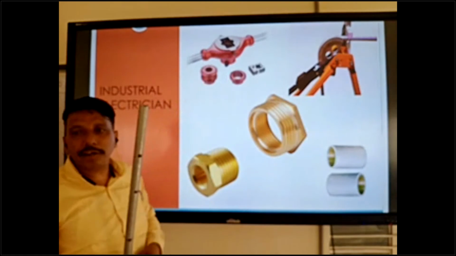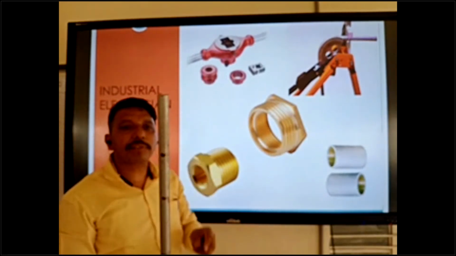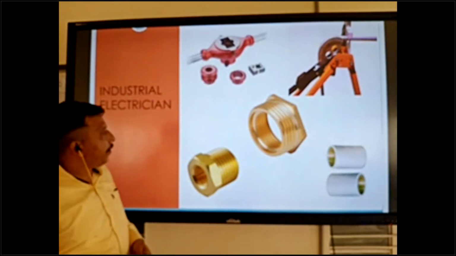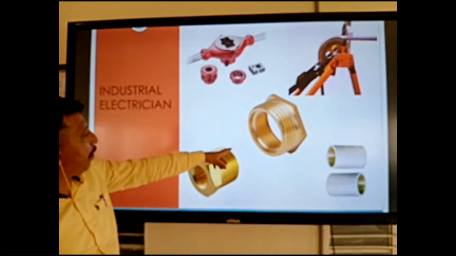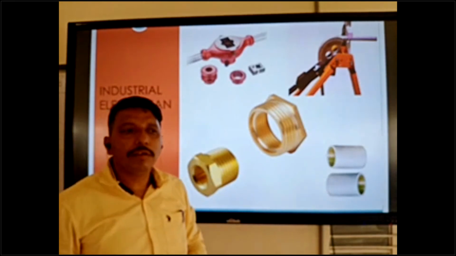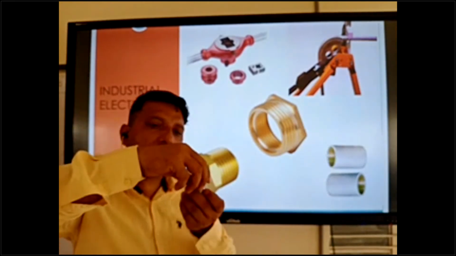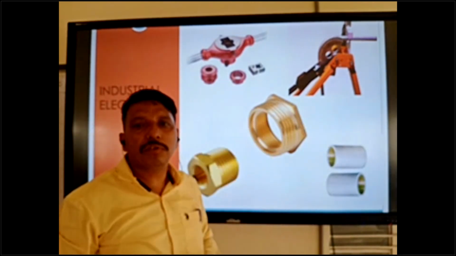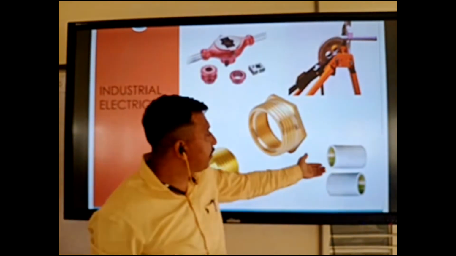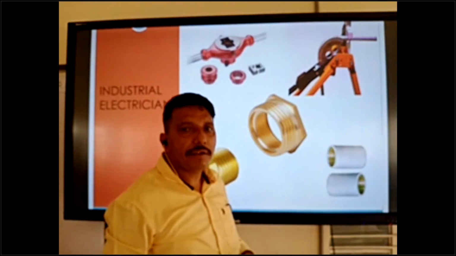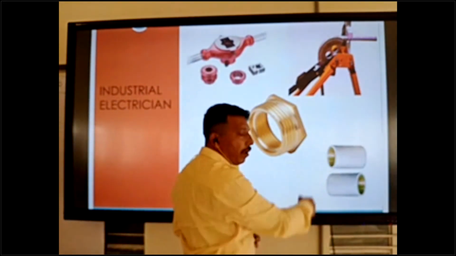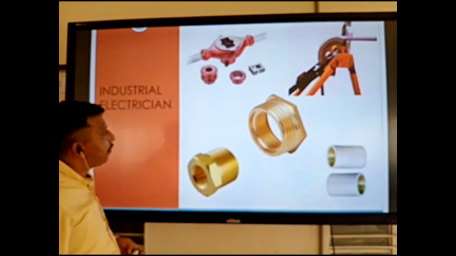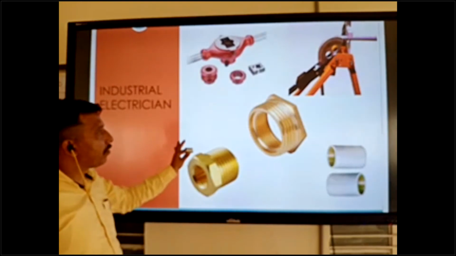So we need the threading die for GI pipe threading time. Thread time. Okay. And next one is the male bush. We can use it for switch box and pipe joint purpose. We can use a coupler with this type of male bush. And this is the GI pipe thread coupler, threading coupler. Okay, thread type coupler. This has thread inside. Okay. So I hope this is clear.